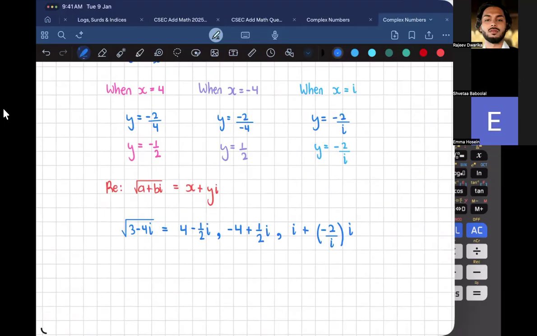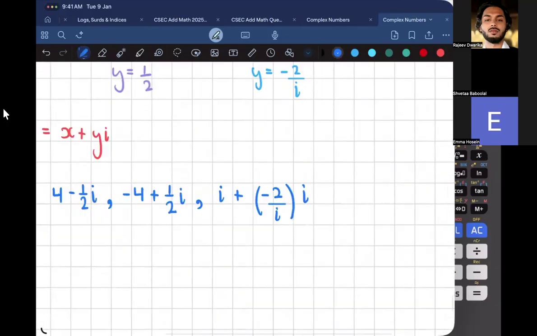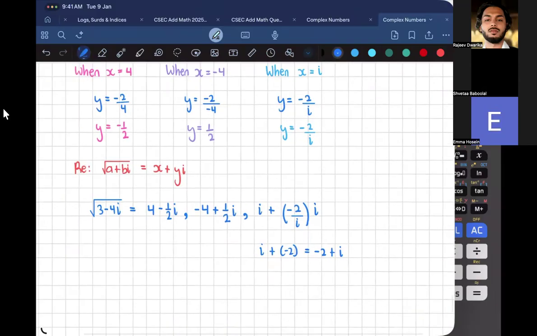But yeah, confused, why is it looking like that? If I were to simplify this, notice that the i and the i would cancel off, and that would leave me with i plus minus 2, which is the same thing as minus 2 plus i. Okay, more familiar, right?